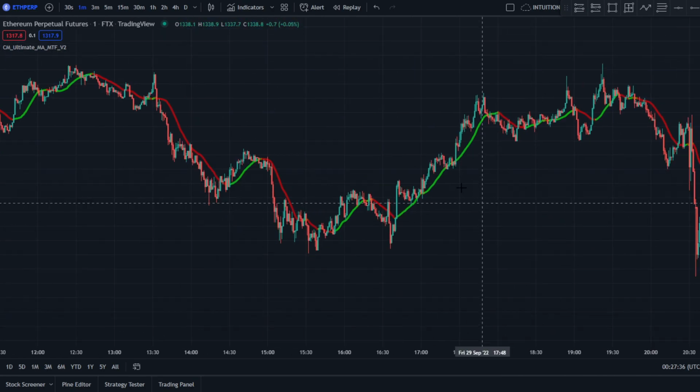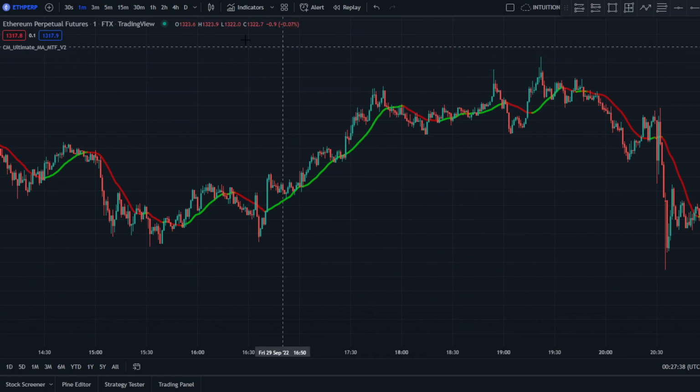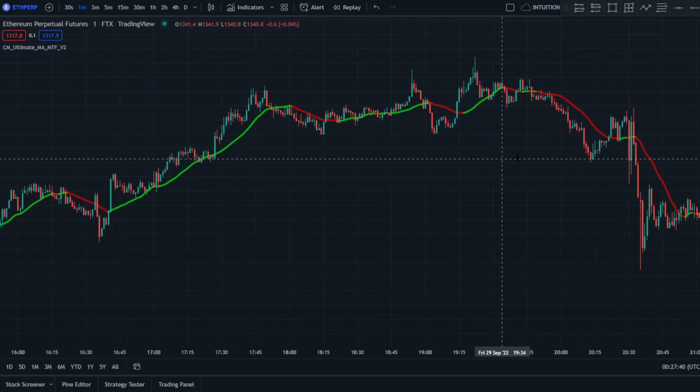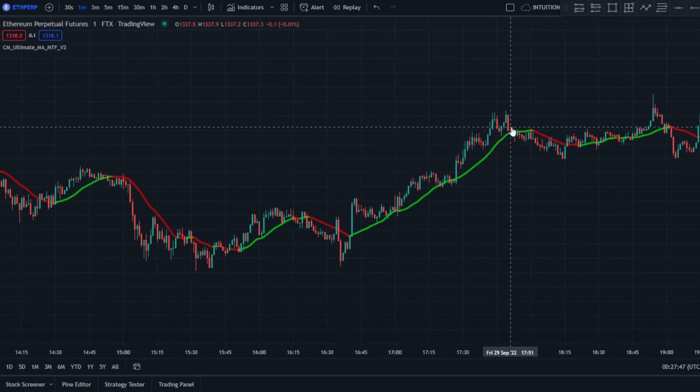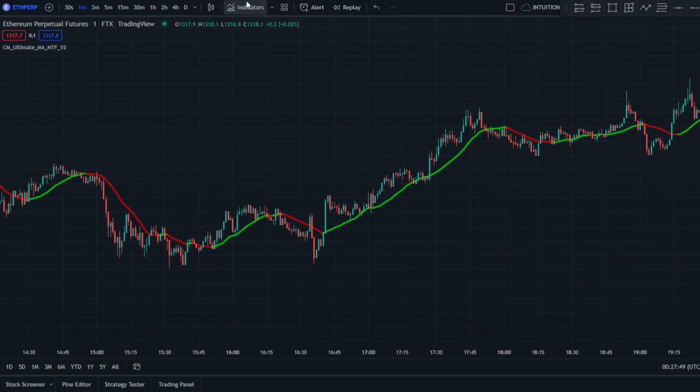You can see that we have this sort of trend following thing. It's similar to the EMA, but you can see that it helps you to tell when things are in an uptrend or in a downtrend. So when green clearly is we're in an uptrend, red we're clearly in a downtrend.